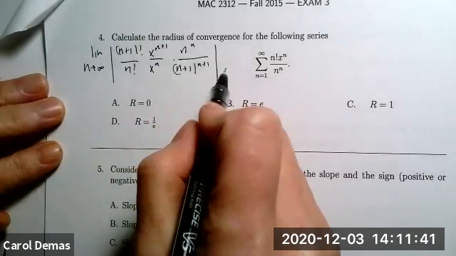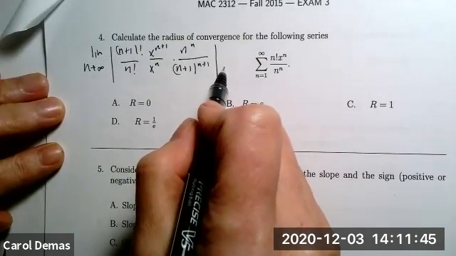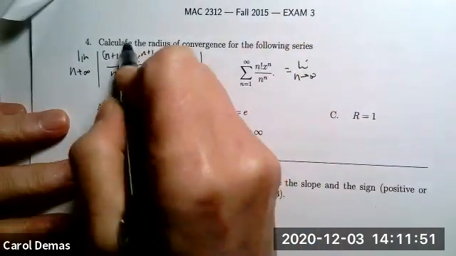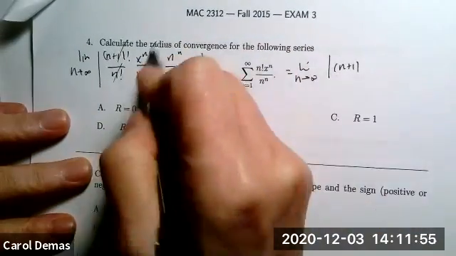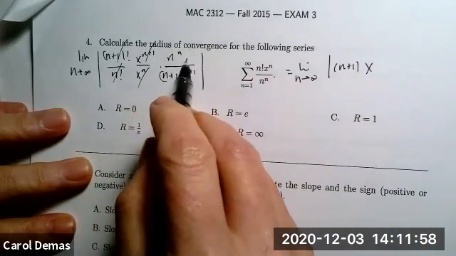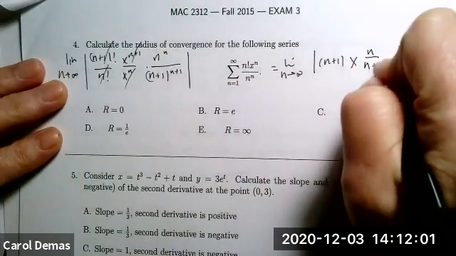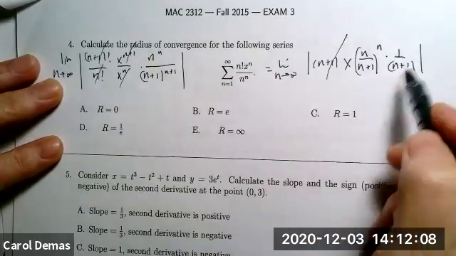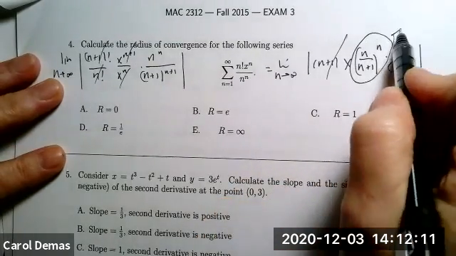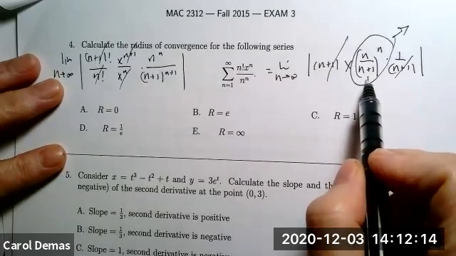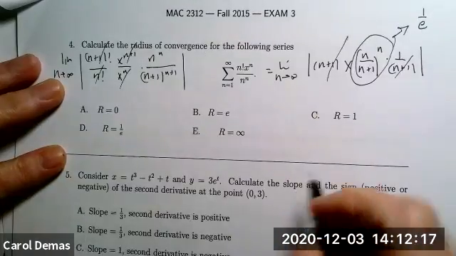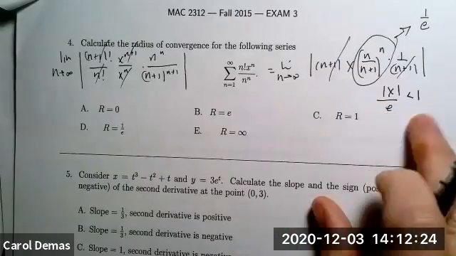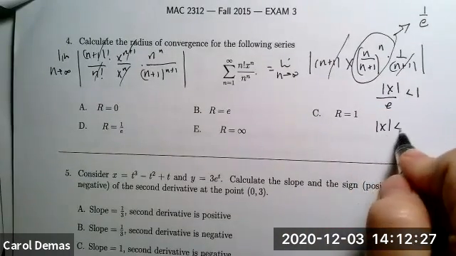Okay, so when we simplify that, this over this will just give us n plus 1. This over this gives us x. And this is going to give us n over n plus 1 to the n times 1 over n plus 1. So these two will cancel. Does anybody remember what this quantity gives us from exam 2? 1 over e. So we'll get that the absolute value of x over e is less than 1. And if we multiply both sides by e, you get that the absolute value of x is less than e.